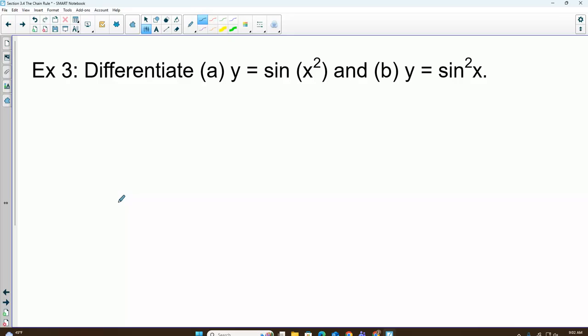Let's look at this one together. So this applies to our trig functions as well. The biggest thing is deciding what's the inside and what's the outside function when you're looking at that. So, A, what is my inside function?